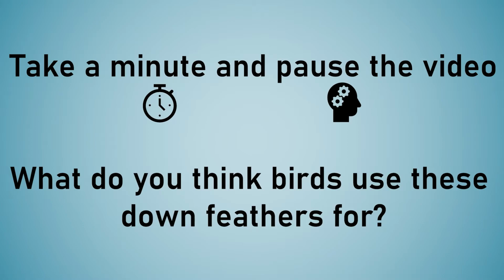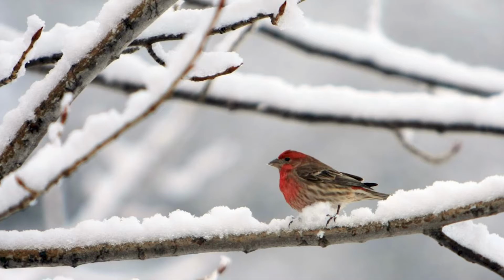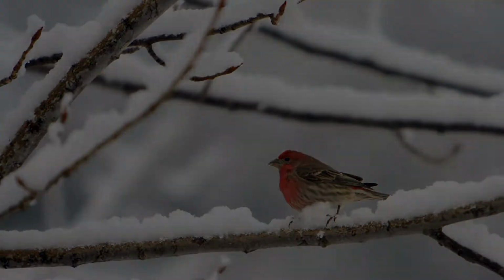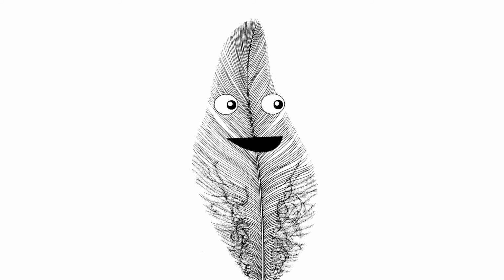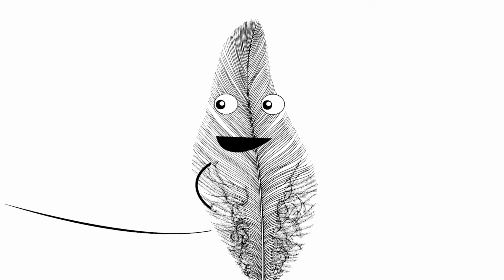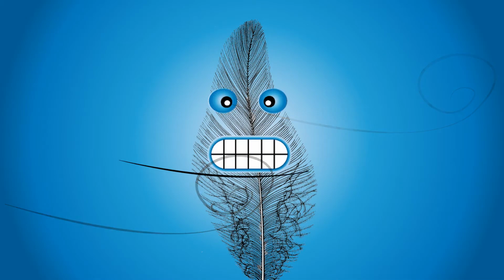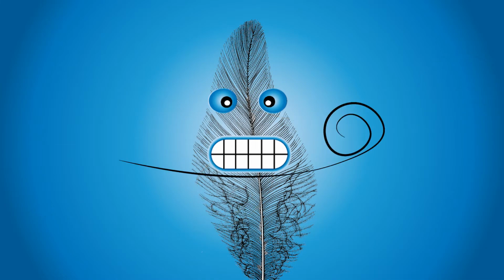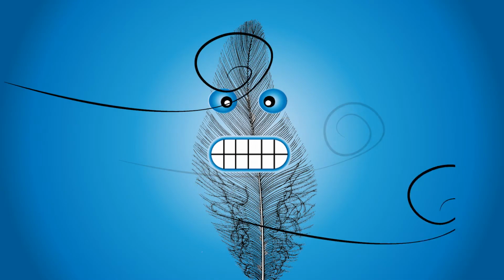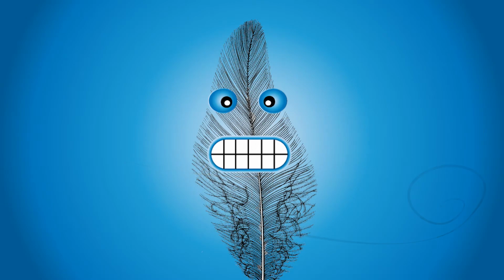Hopefully, you came up with some great ideas. The main purpose of down feathers is to help keep birds warm in cold temperatures. But how do they do this? Well, if you hold up a down feather and you blow air at it, it moves pretty easily. How would this keep you warm? Feels like the wind would just blow through and chill the bird.